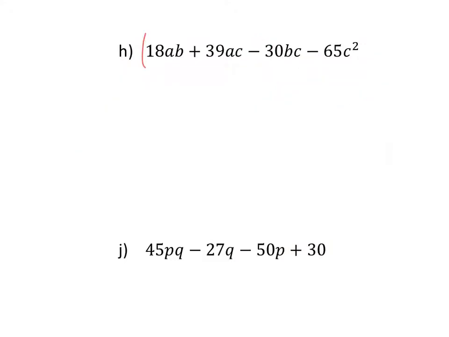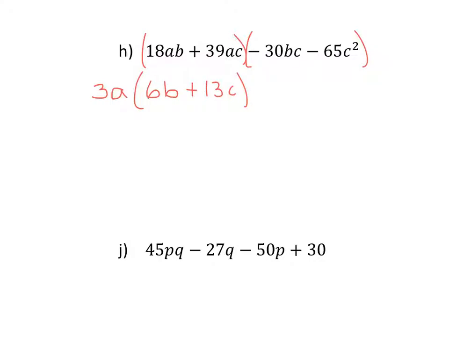Letter H. Group the first two terms and the last two terms. Okay, in letter H, looks like between 18 and 39, the largest factor I can pull out is a 3, and they both have an a in common. So 18ab divided by 3a is 6b, and 39ac, when I pull that 3a out, I'm left with positive 13c.